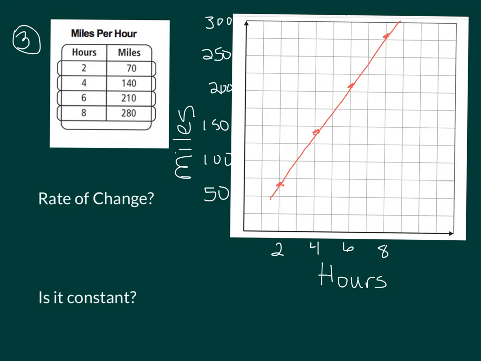We're going to label these points as well. This is 2 and 70. This is 4 and 140.